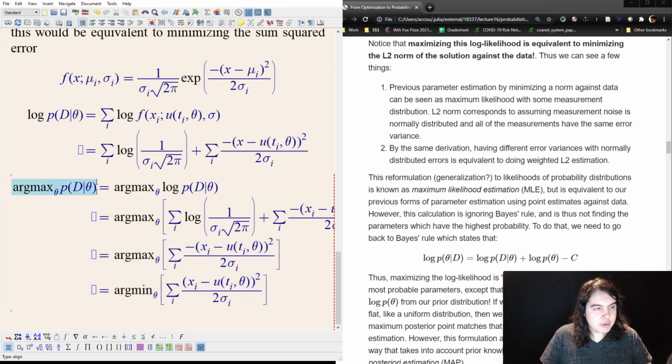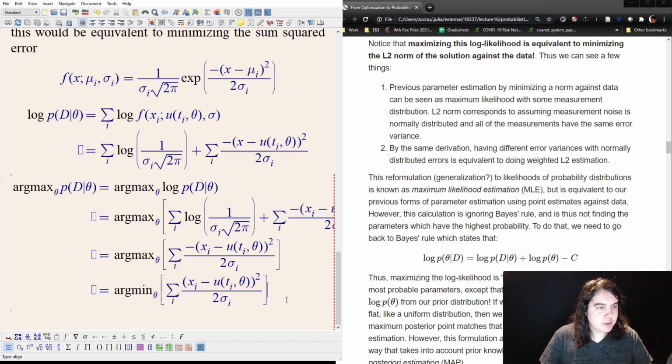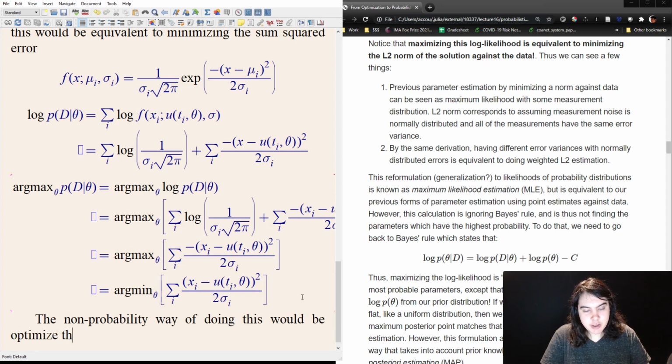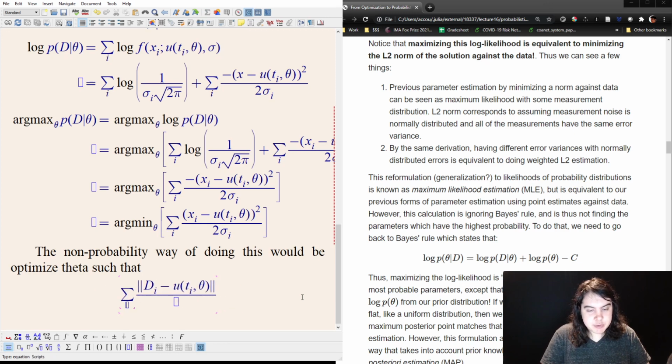And so what this is telling me is that the way to do this problem, the maximum probability estimate given that we have different amounts of uncertainty at each data point, is that you minimize the sum squared error where you weight the terms in proportion to the amount of uncertainty you think there is in the variance, right? So once again, what this comes down to is that the non-probabilistic way of doing this would be to optimize theta such that the data at i minus the ODE solution, summed up over every data point, but now I'm going to say I have a factor here, which is sigma sub i, my uncertainty of the data point.